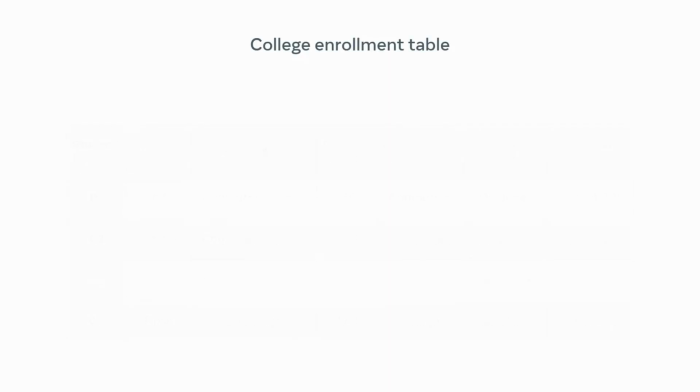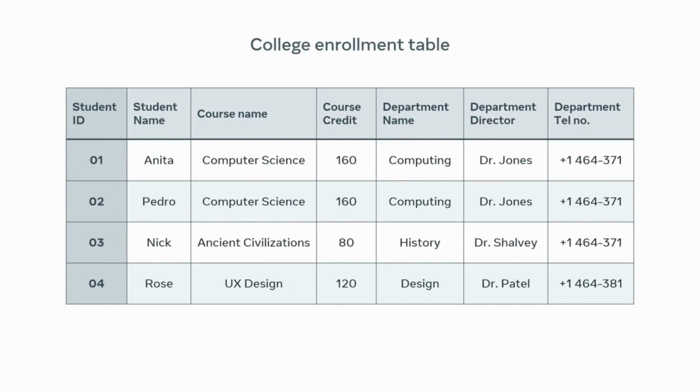To gain a better understanding of normalization and the challenges it addresses, let's explore an example of a table that hasn't been normalized. In this example, I'll use a college enrollment table. The table serves multiple purposes by providing a list of the college students, courses, and departments, an outline of relationships or associations between students, courses, and departments, and name and contact details for the head of each department.